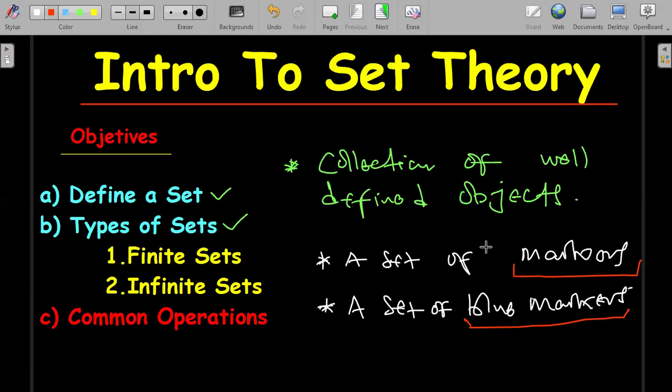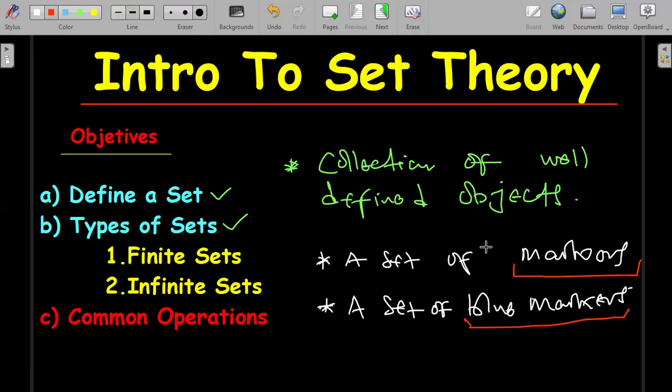We do not know. We are not certain. We just know that there are markers there, but we don't know the color of those markers. But when we say the set of blue markers, or a box of blue markers, then we are certain that in that box we are going to find blue markers. We have no doubt what we're going to find when we open that box. So that is what we call a set, a collection of well-defined objects.